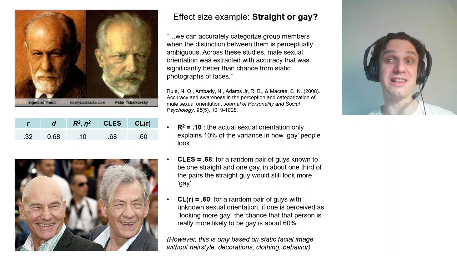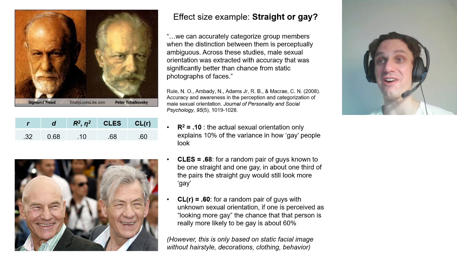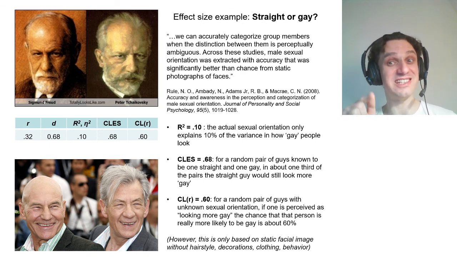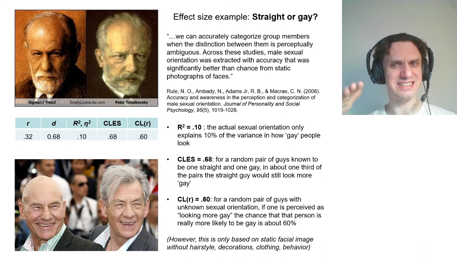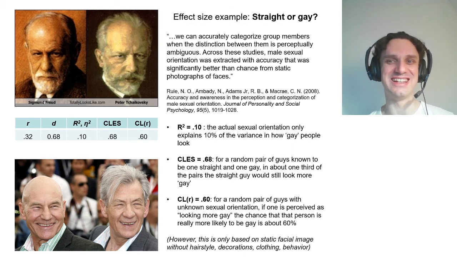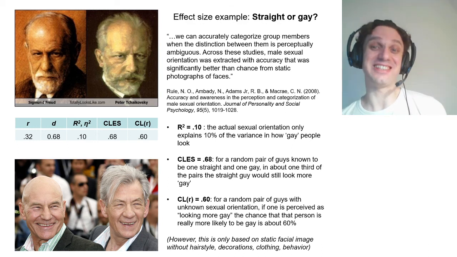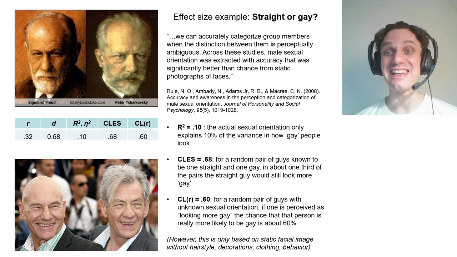And a common language estimate of R. So imagine that you take a random pair of guys who have unknown sexual orientation. If you see that one is looking more gay, the chance that that person is really more likely to be gay is about 60% only. So there is a fairly high chance of you being mistaken.